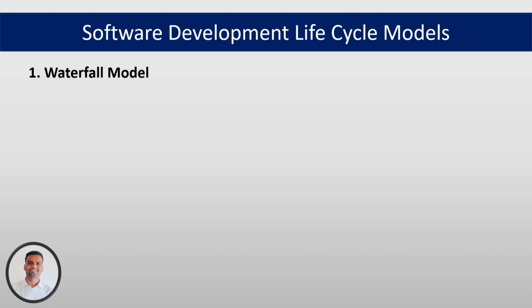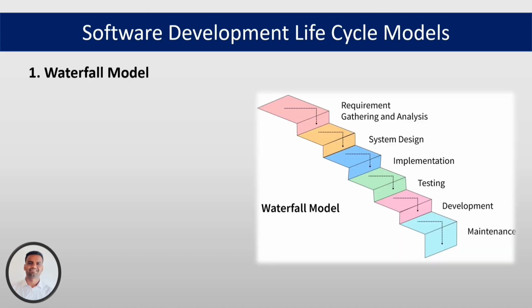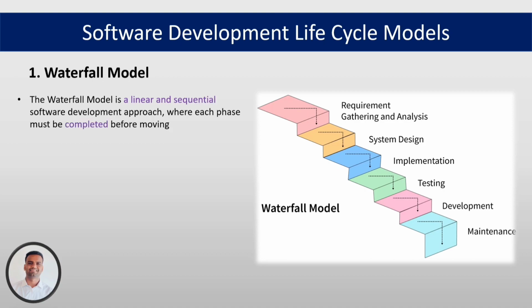We will discuss only the most widely used model, which is Waterfall Model. Waterfall Model is a linear and sequential software development approach where each phase must be completed before moving on to the next. It consists of distinct phases such as requirements, design, implementation, testing, deployment, and maintenance.